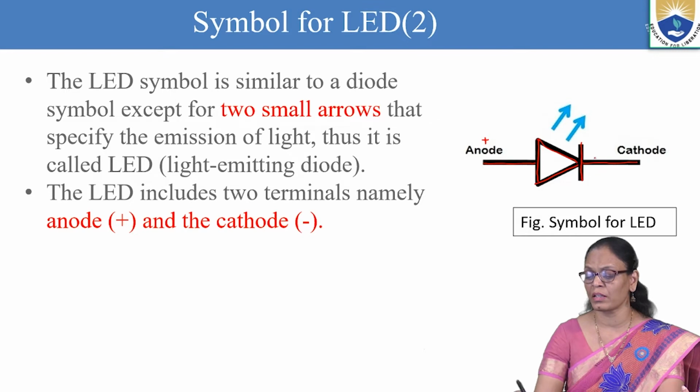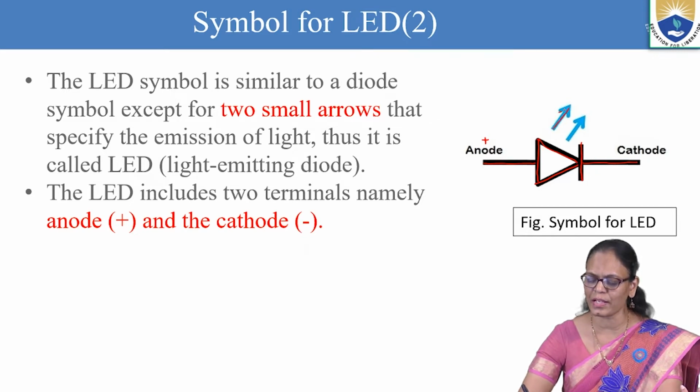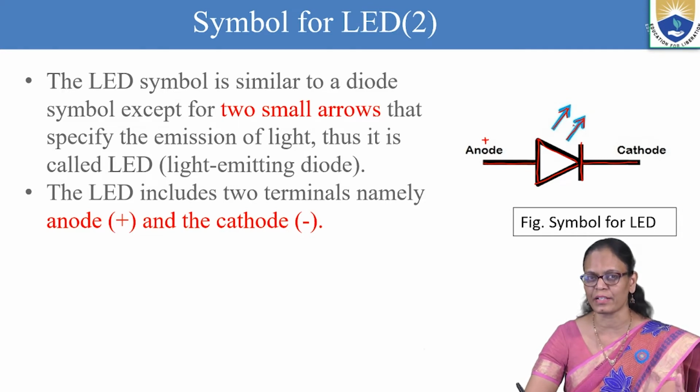And there are also two lines coming out, pointing outward. These arrows that are pointing outward always denote the emission of light. Light being emitted. So these arrows are denoting the light emission. So we are calling it LED.